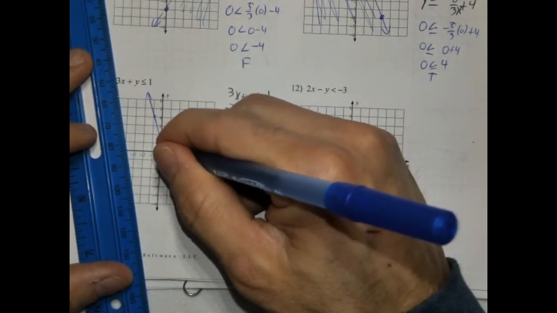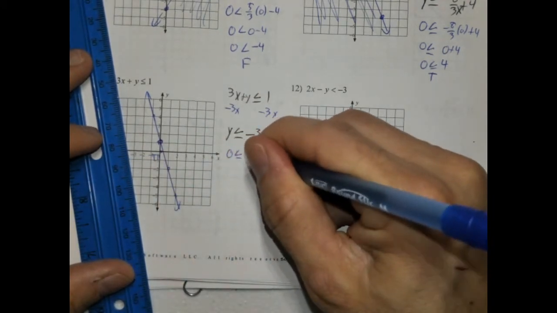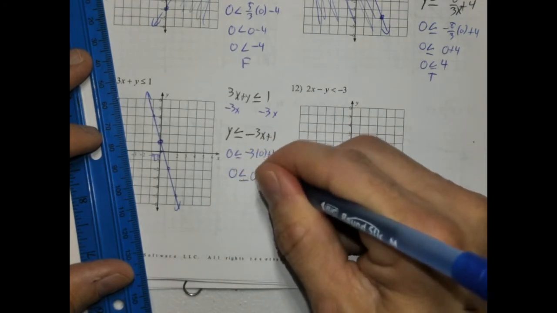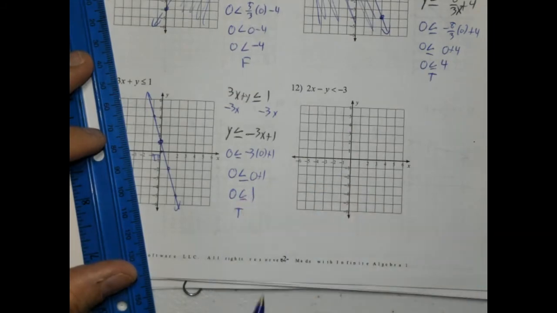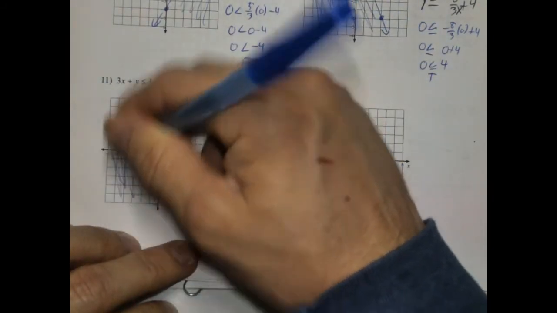And our test point's right there, right next to the line, but not on it. So 0 is less than or equal to -3 times 0 plus 1. 0 is less than or equal to 0 plus 1. 0 is less than or equal to 1. That is a true statement. 0 is definitely less than or equal to 1. So because it's true, it's included in the answer.